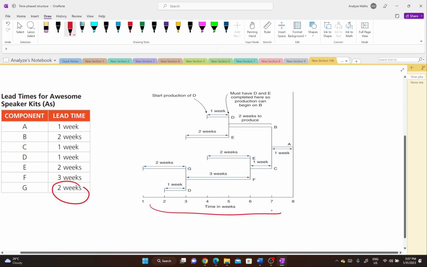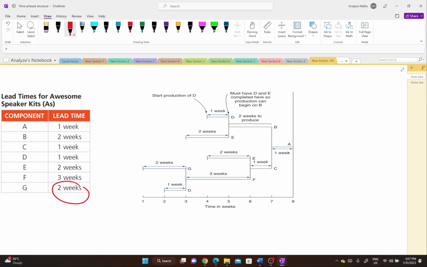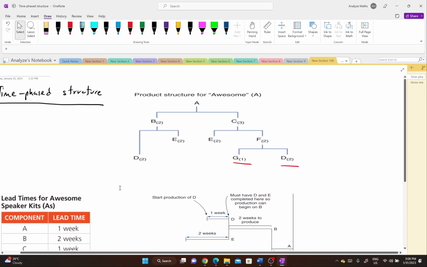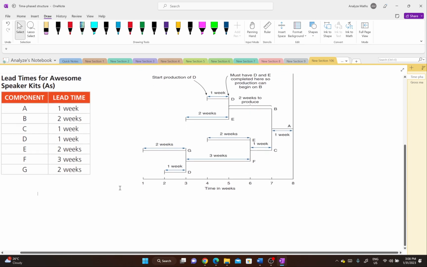So within 8 weeks your product A, the awesome speaker, is done. The time needed to prepare D is 1 week, and the time needed to prepare G is 2 weeks. So the lead time is here. You can easily see this and develop the time phase. Now, this is time phase.